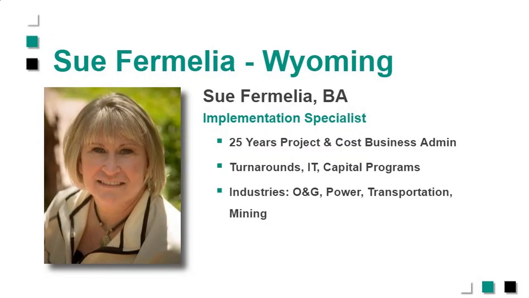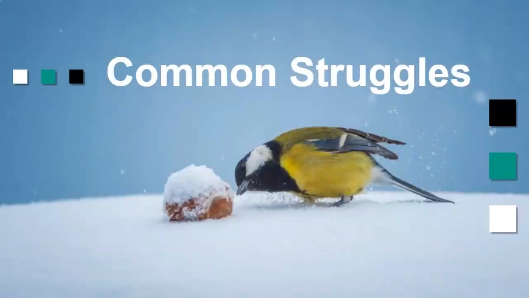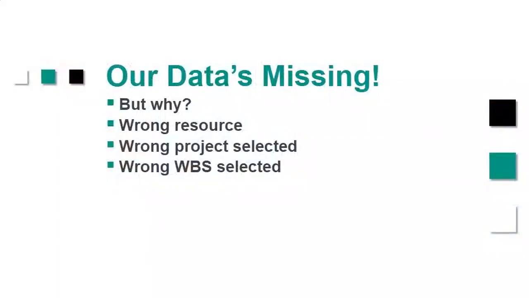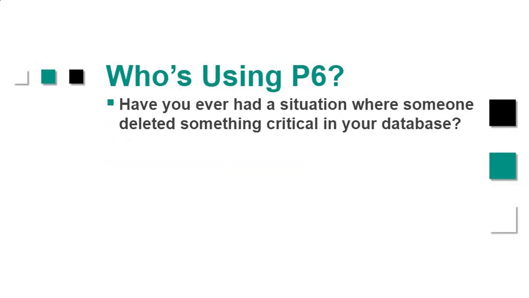So we do have common struggles that we bump into with P6. P6 being a multi-user, multi-project environment is fantastic for gathering all your planning and scheduling data in one place. But sometimes we do get into situations where our data is missing and we're not quite sure why. Resources could be deleted, or projects could be deleted, or WBSs, things like that. They can happen, and we've had it happen in more than one situation.